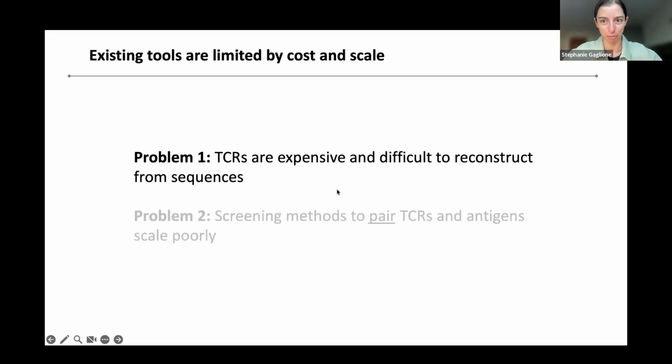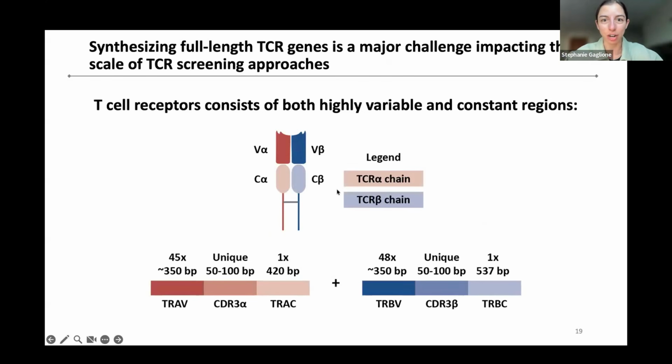Let's take a look just at the first problem and what we decided to do with this one. So of course, TCRs consist of both highly variable and constant regions. Each has a constant chain, as well as a region of moderate variability defined by the alleles that each alpha and beta variable region are. And each TCR contains a unique CDR3 beta that defines interaction with the peptide and an MHC groove.